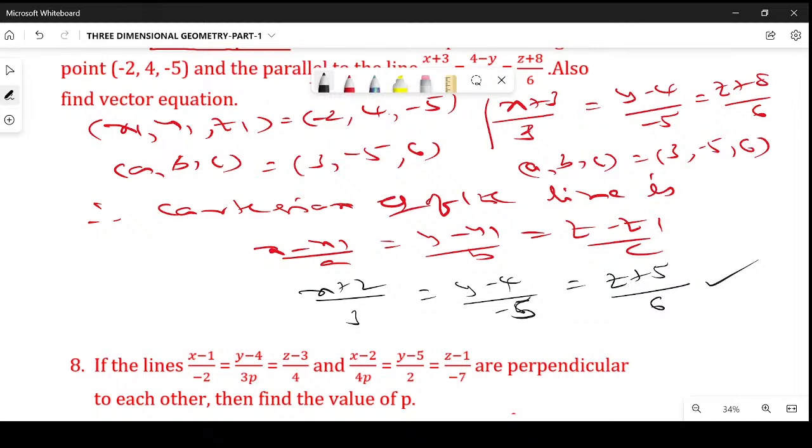Z minus 4. Okay, the previous problem you are asking, I think I will go through that. Yes, Tanishq, 1 minute.